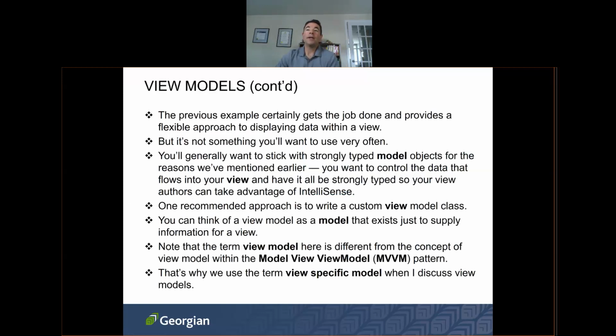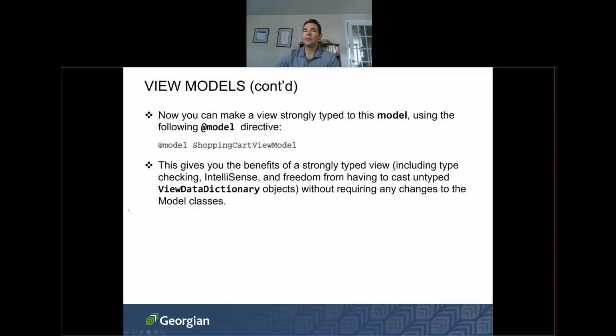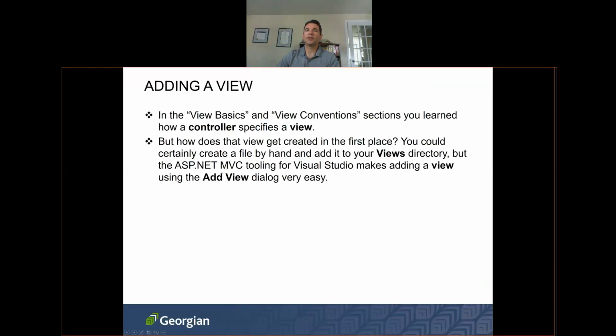Let me just skip over this part. So we're not going to work with the view model, but you should know that it's there. And you may want it in your project if you want a more complex model for a particular view. So something like this, a shopping cart view model that has a list of products, a total, and a message. And then we could make that shopping cart view model the model for our shopping cart view. This way our data is strongly typed and we get all our type checking, our IntelliSense, and all our proper casting.